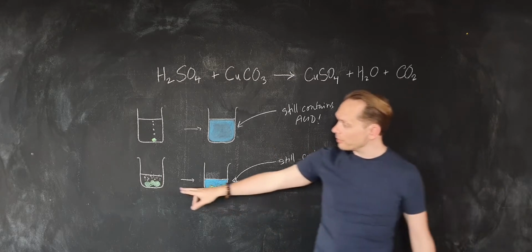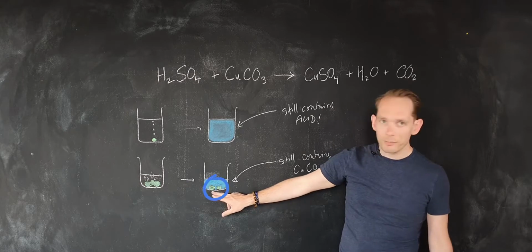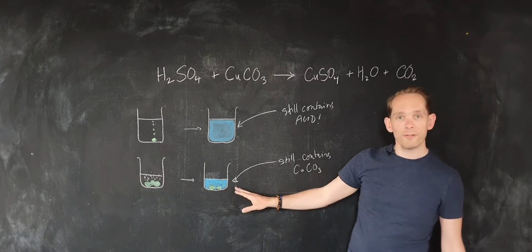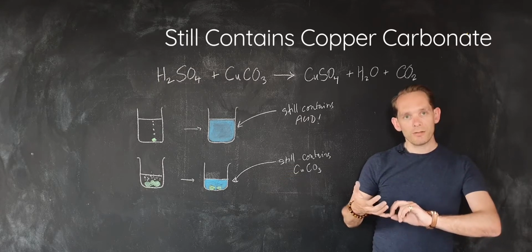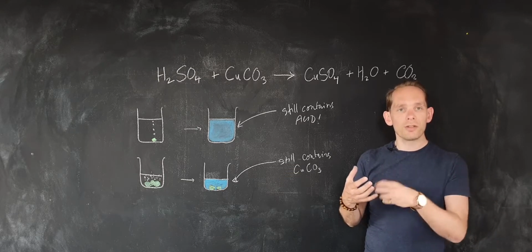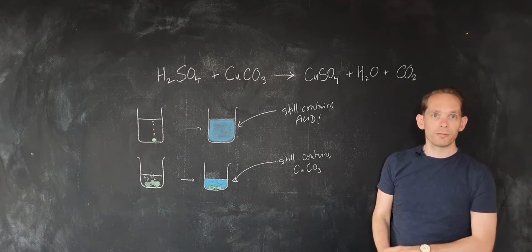In the other example, we've got not enough acid and loads of copper carbonate, then you've got some lumps of it still left in the bottom. Now there's no acid left, but there's still copper carbonate still to react. So limiting reactant is the one that there's not enough of, it's all used up at the end of the reaction, and it essentially limits the production of the products.